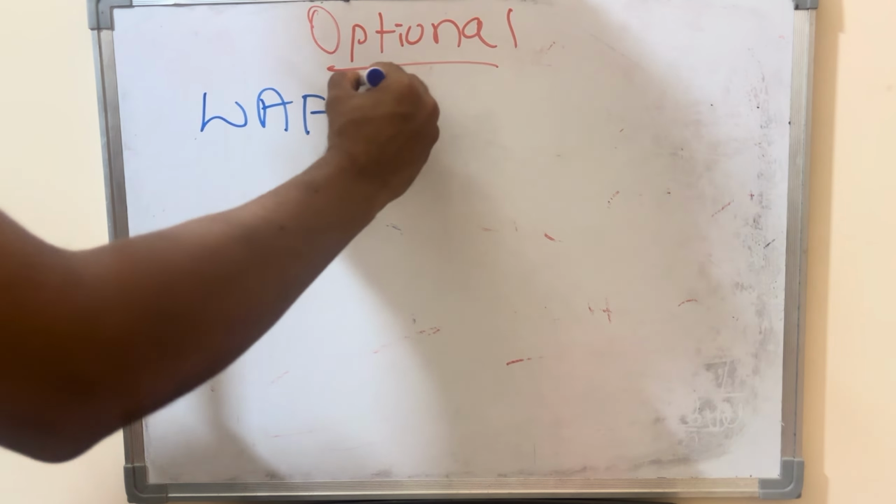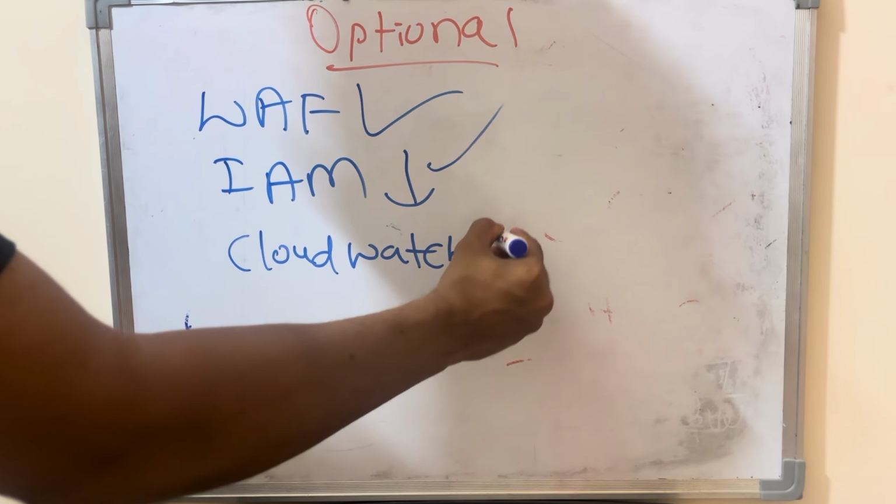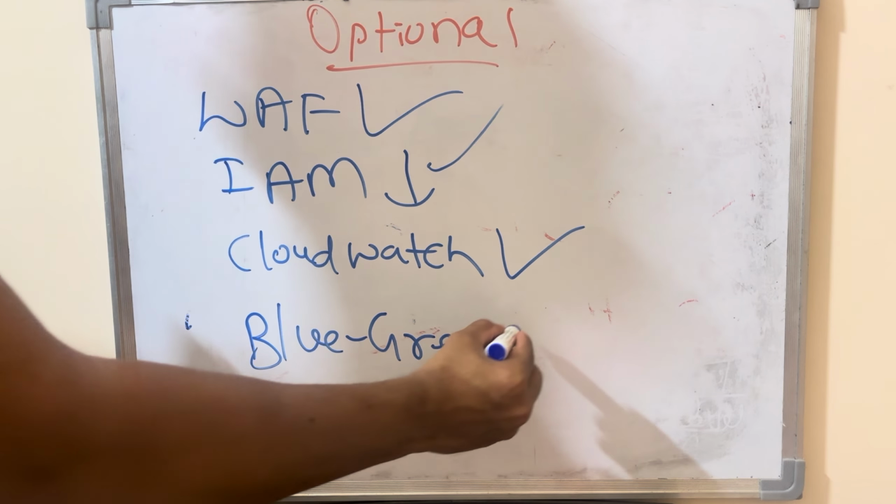Optionally, you can mention WAF for security. We use IAM roles with least privileges. For monitoring, you can use CloudWatch. Also, you can talk about blue-green deployment.